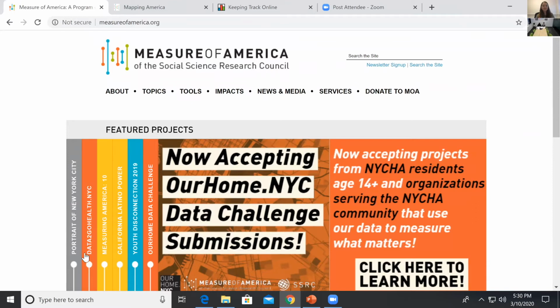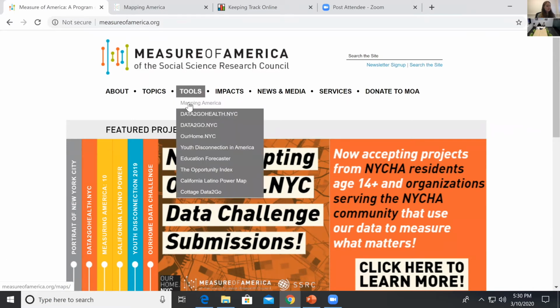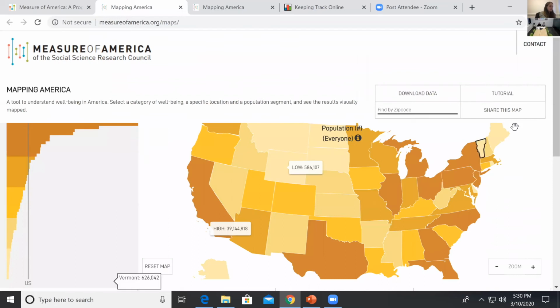So Measure of America provides easy to use, methodologically sound tools for understanding the distribution of well-being and opportunity in America. So this is more generalized. It's not child specific. This focuses more on income and health outcomes and upward mobility. So here's the Mapping America tool.